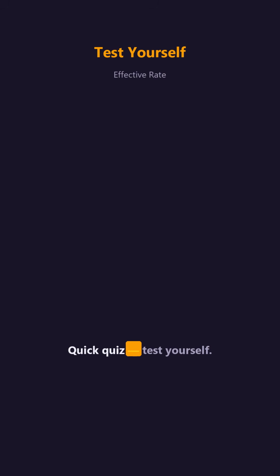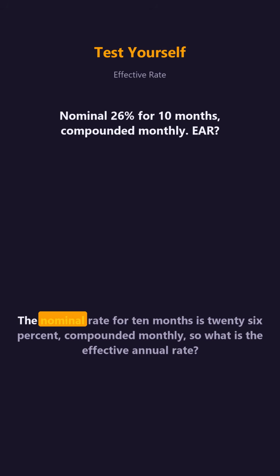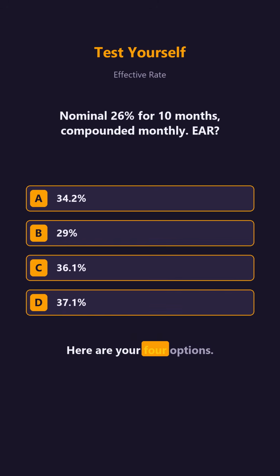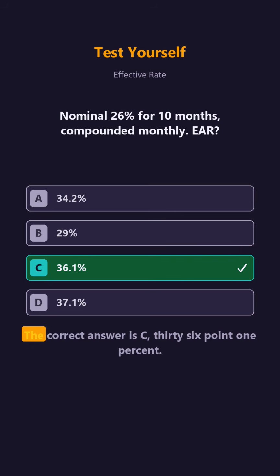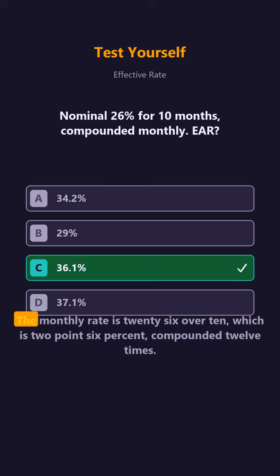Quick quiz, test yourself. The nominal rate for 10 months is 26%, compounded monthly, so what is the effective annual rate? Here are your 4 options. Pause the video and solve it now. The correct answer is C, 36.1%. The monthly rate is 26/10, which is 2.6%, compounded 12 times.